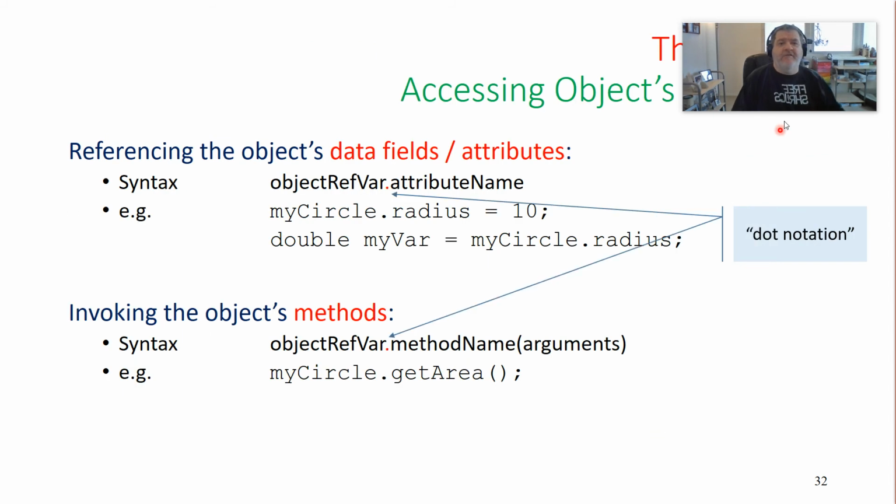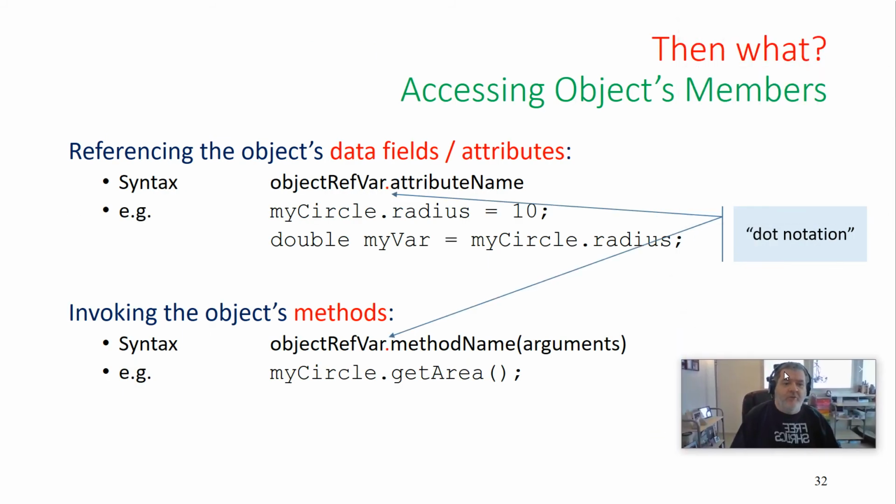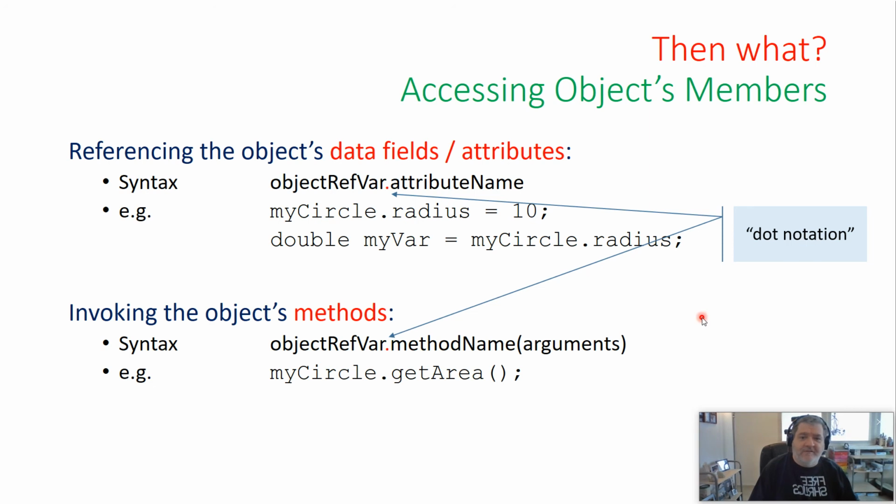So that's going to lead us to the next slide, which is what do we do when we have those objects that are created? Well, we use something referred to as the dot notation. And we have been using it ever since we wrote our first System.out.println. That's our dot notation right there at work. So now what we are learning is that you can have a dot that follows the name of a reference variable, for example, myCircle from the previous slide, and you can have myCircle.radius.